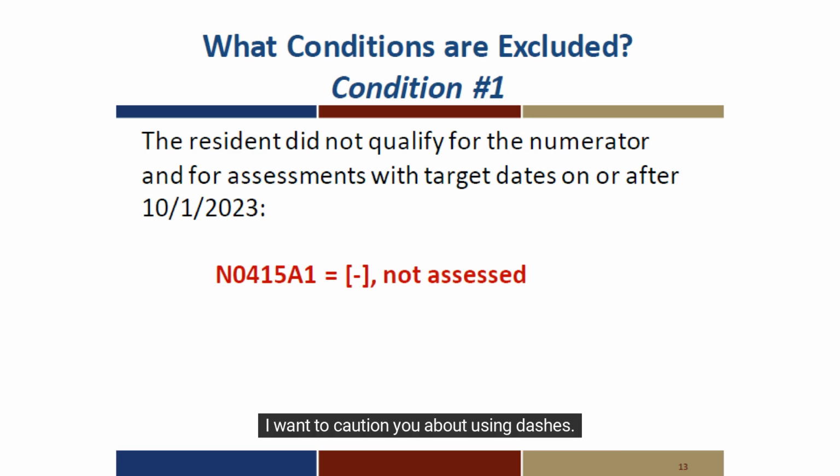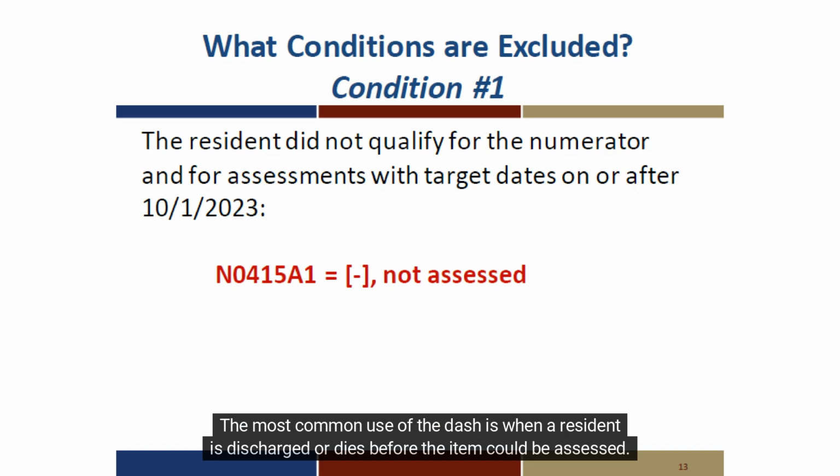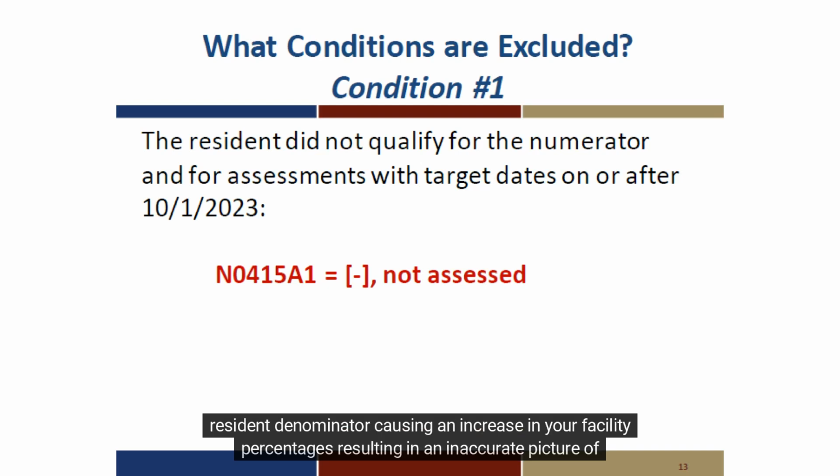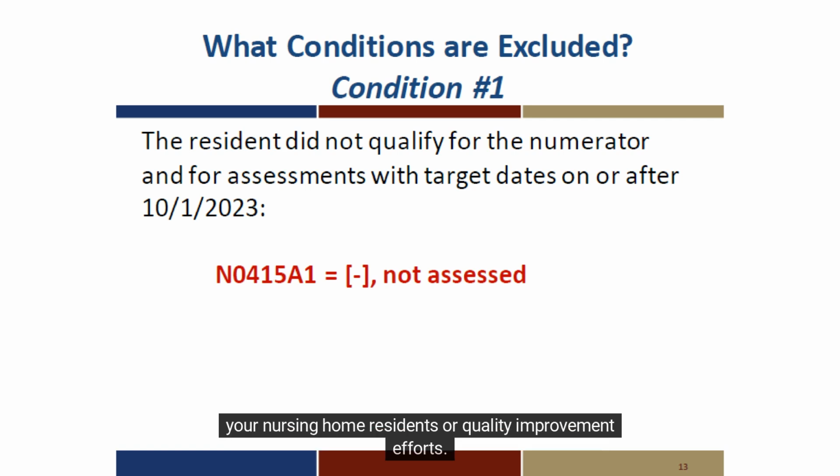I want to caution you about using dashes. When a dash is used, it indicates that this item was not assessed. The most common use of the dash is when a resident is discharged or dies before the item could be assessed. Dashes should not be used routinely and can affect your quality measures by reducing the size of the resident denominator, causing an increase in your facility percentages, resulting in an inaccurate picture of your nursing home residents or quality improvement efforts.